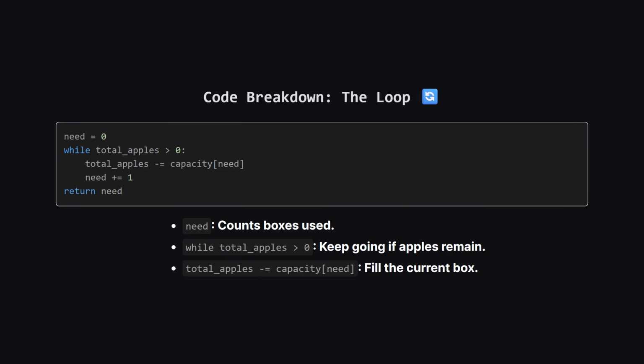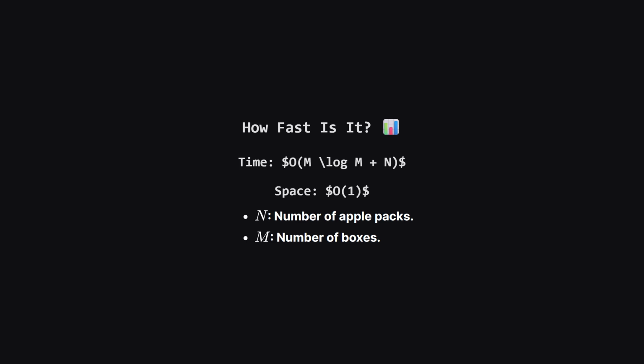Now for the main logic. We initialize a counter called need to 0. This will track how many boxes we've used. We enter a while loop that runs as long as total apples is greater than 0. Inside the loop, we subtract the capacity of the current box from our total apple count. Basically, we are saying, okay, fill this box up. Then we increment our need counter to move to the next box. We keep doing this until all apples are gone. Finally, we return need.